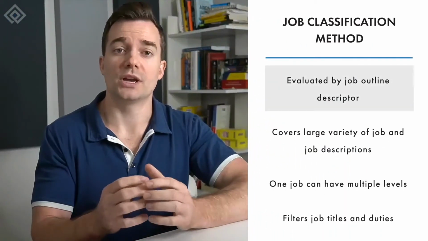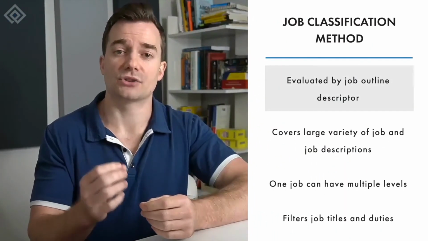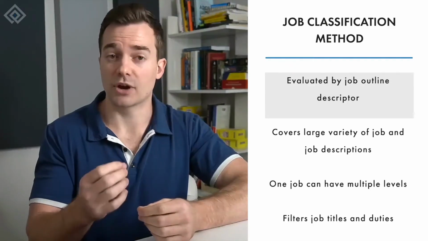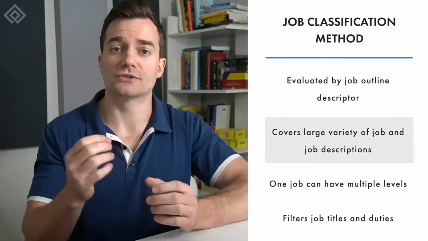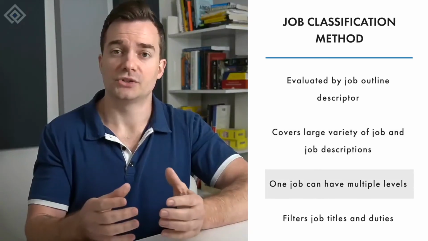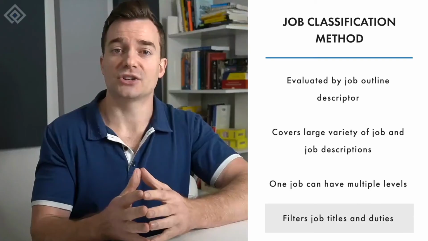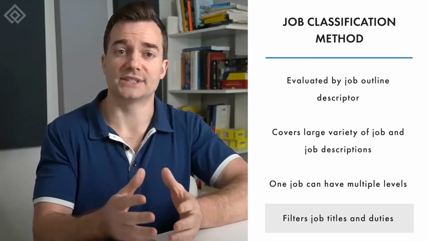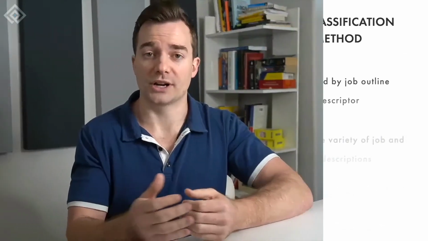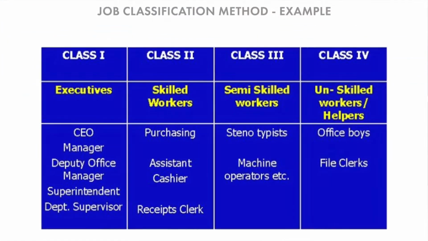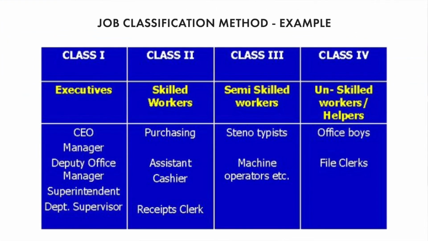The individual who evaluates is the one who outlines a description of each job class and grades them. This process covers a large variety of jobs and job descriptions. So one job position can belong to more than one grade level. And job classification also filters job titles and duties based on skill and complexity shared among organizations. Here's an example of how a job classification table looks like. We can see a predetermined number of job groups listed here, and there are jobs assigned for each of the classification. Let's move on to external job evaluation methods.